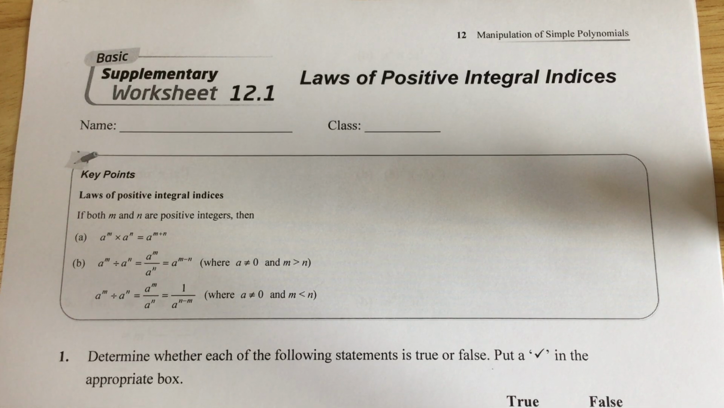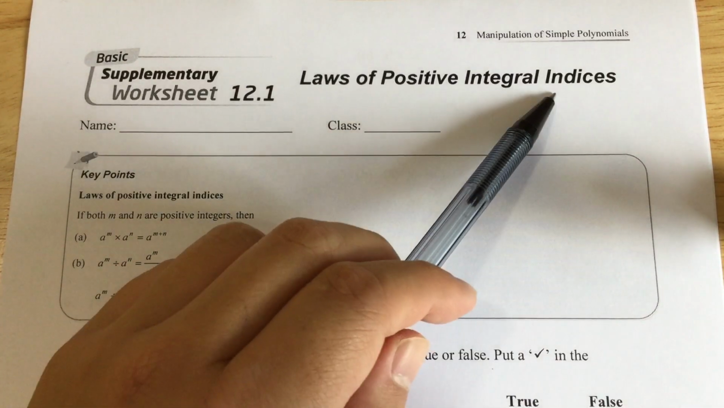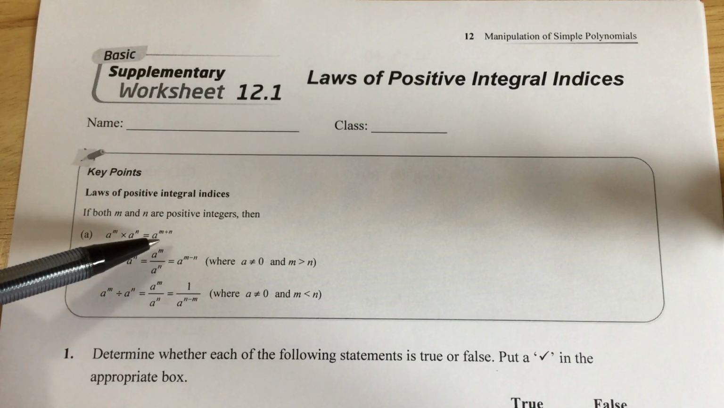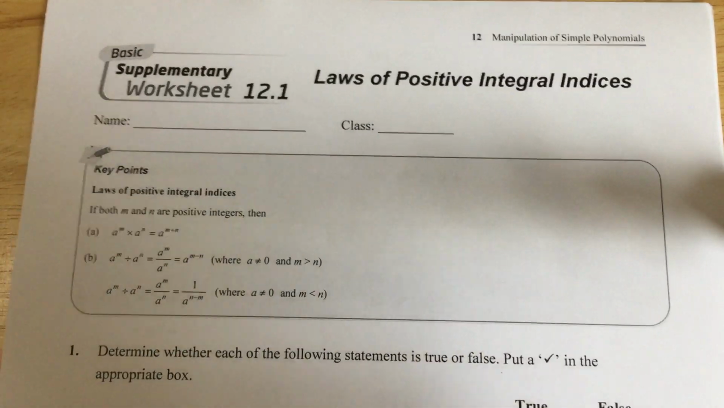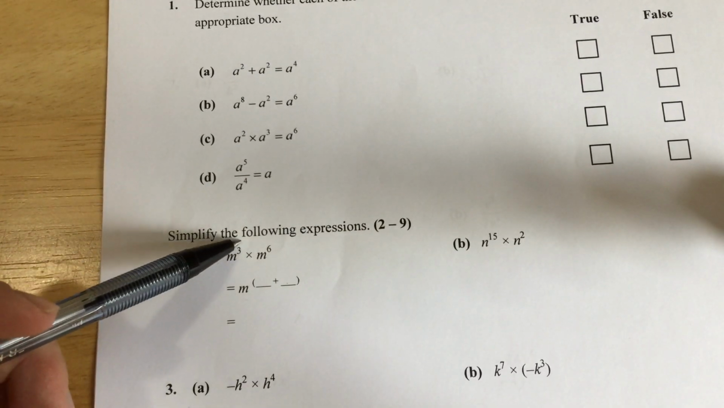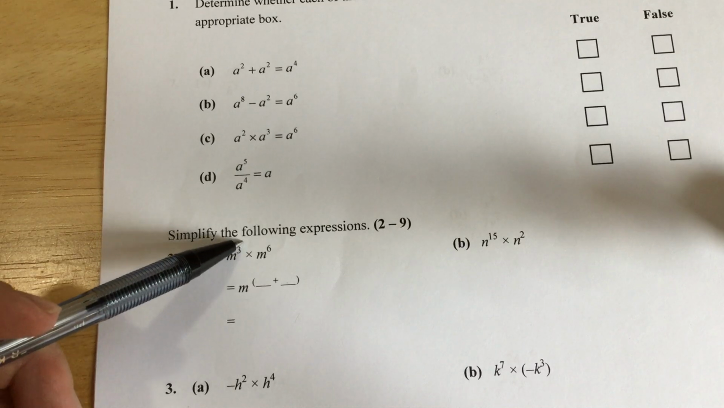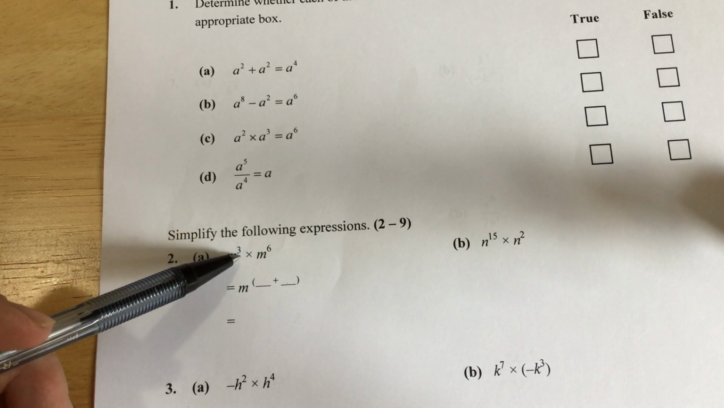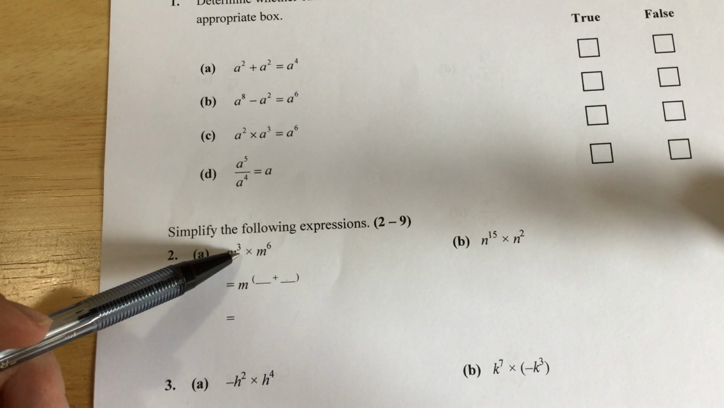Hello, in this video, we will discuss the laws of all positive integral index. That means we have an unknown, for example n, with an index, which in Chinese is called 级数. The index is positive, for example 3, and integral, that means 整数.